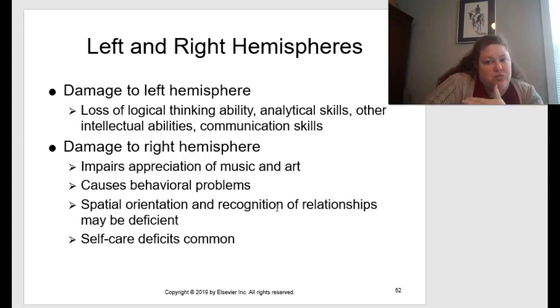If you have damage to the right hemisphere, this is going to impair the appreciation of music and art. It can cause behavioral problems. Spatial orientation and recognition of relationships may become deficient. And then it can also cause self-care deficits, and these are common.